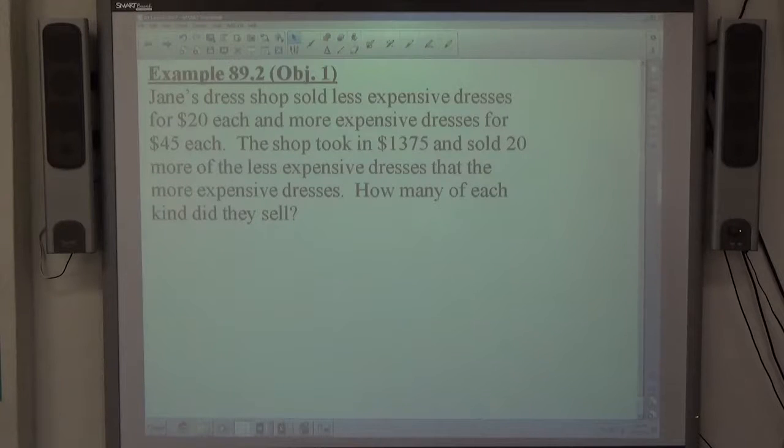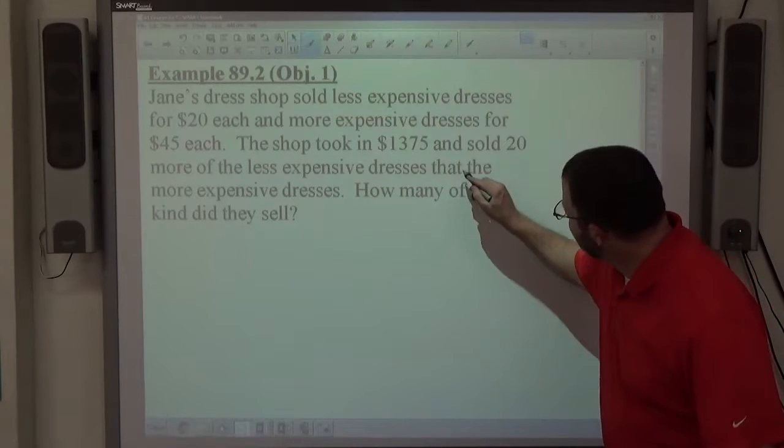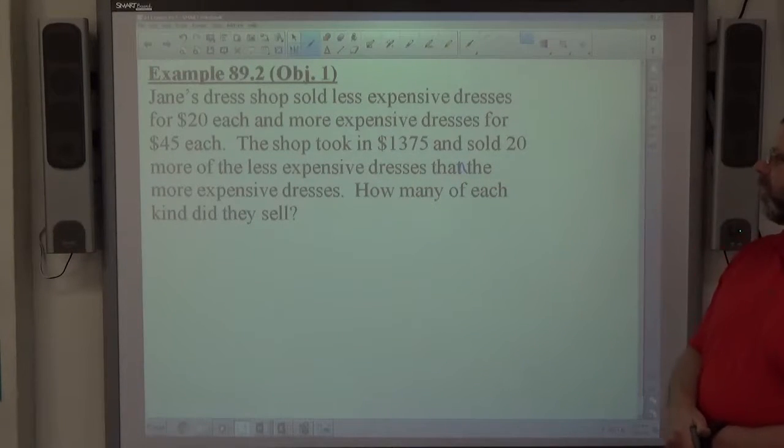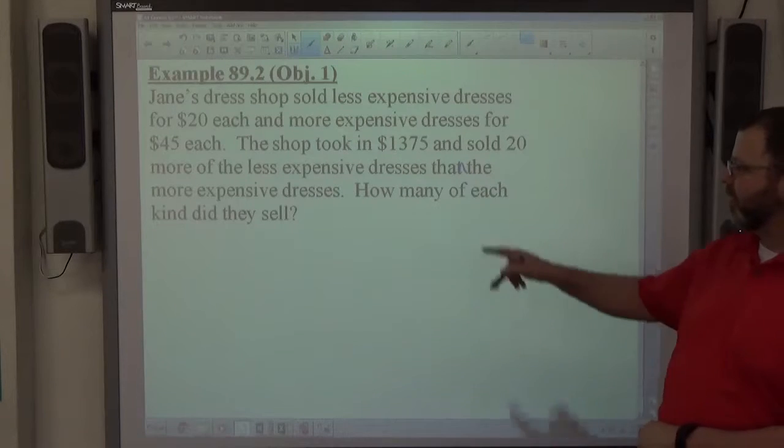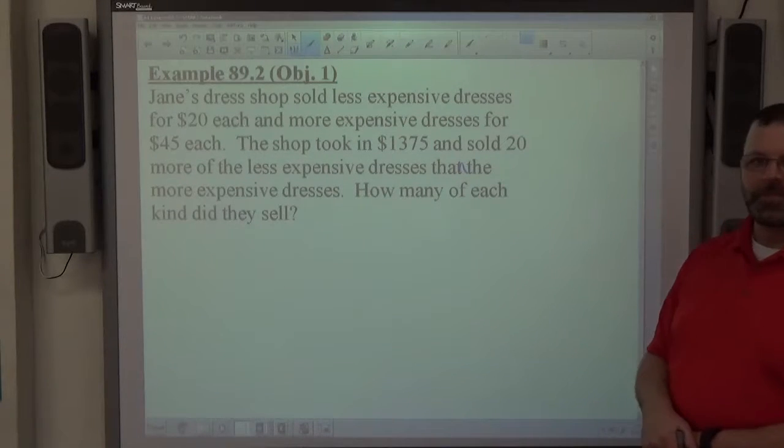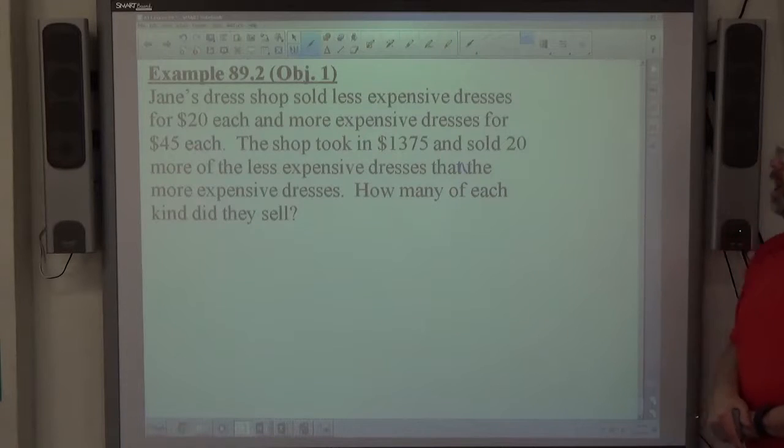Okay, example 2, Jane's dress shop sold less expensive dresses for $20 each and more expensive dresses for $45 each. The shop took in $1,375 and sold 20 more of the less expensive dresses than the more expensive dresses. How many of each kind did they sell? I should say "than" instead of "that." Typo on my part, sorry about that.